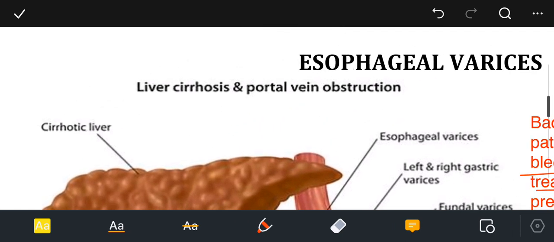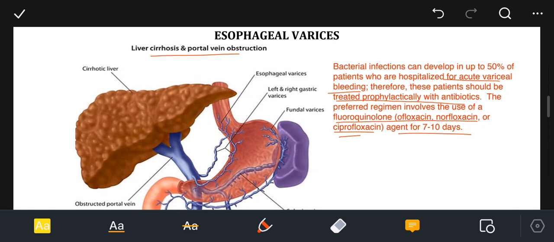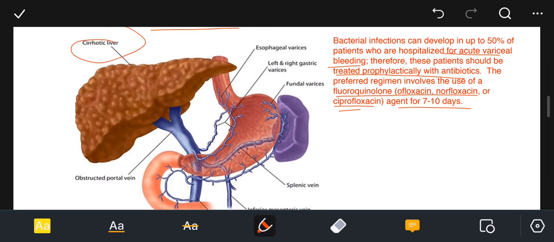So here you can see liver cirrhosis and portal vein obstruction. Let me zoom it out. So this is a cirrhotic liver and this one is the obstructed portal vein. That obstructed portal vein has led to increased pressure in the left gastric varices, and okay, so these are the esophageal varices in the gastroesophageal junction, the site of esophageal variceal formation.